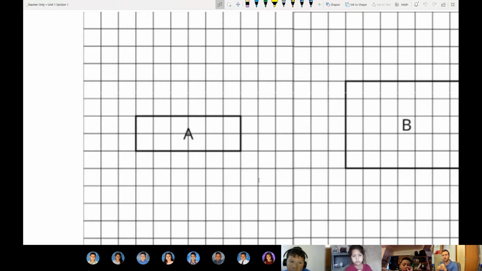How many rows are there? What is a row first? Can someone explain what a row is again? What is a row? Angel, I saw your hand up a little bit before that. Can you try answering that? What is a row or what is a column?